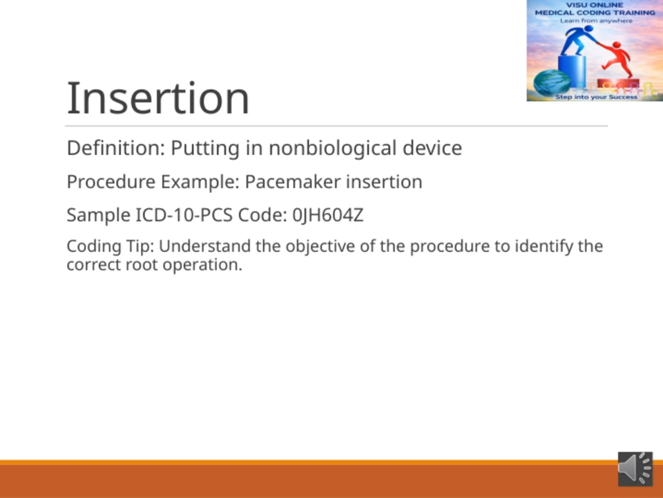All right, let's talk about this slide. When we refer to a procedure as putting in a non-biological device, we're talking about implanting devices that aren't made from biological material. A common example of this is a pacemaker insertion, which is often performed to help regulate a patient's heartbeat. The ICD-10 PCS code that corresponds to this procedure is 0JH604Z, and knowing the correct code is essential for accurate documentation and billing.